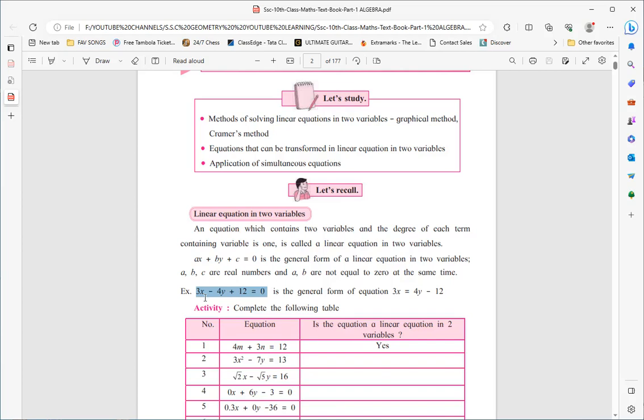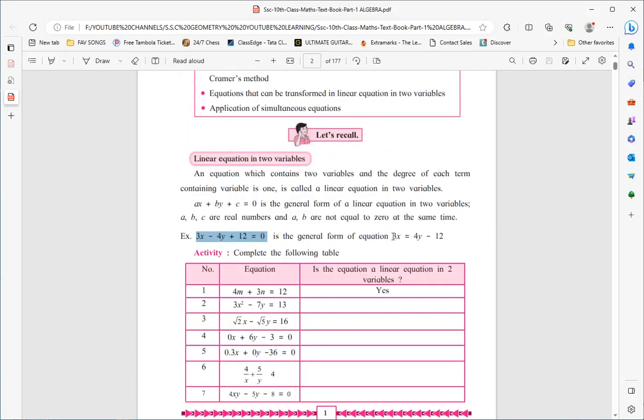You can see that there are two variables, x and y, and both of them have degree 1, and the numbers are a is equal to 3, b is equal to minus 4, and c is equal to 12. So what is a linear equation? A linear equation contains two variables minimum. It cannot have only one variable, and the degree of each variable should be 1. Then it is called a linear equation in two variables.